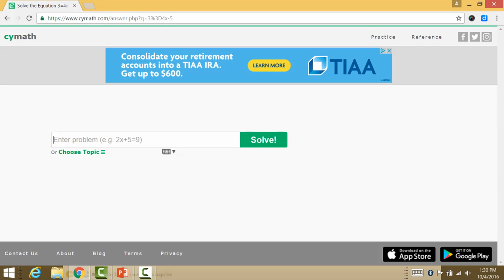So first we're going to type x plus y equals 3. We're going to hit our semicolon. Then we're going to type x minus y equals 1. I'm going to hit solve and see what our answer is.